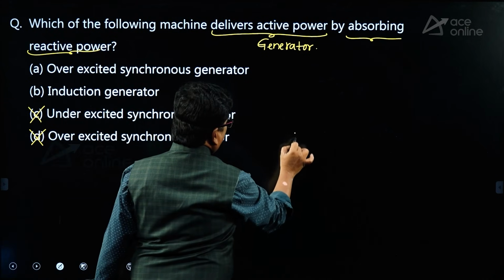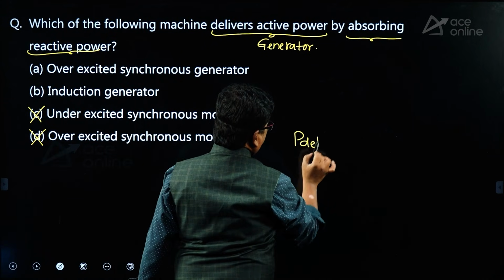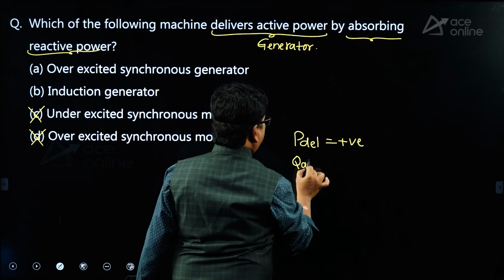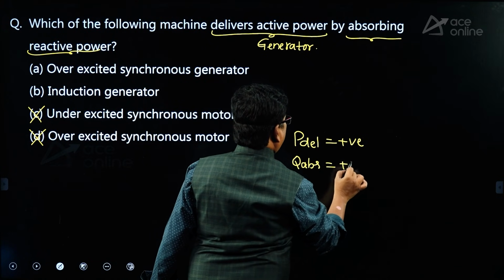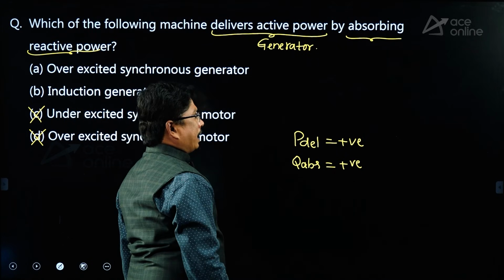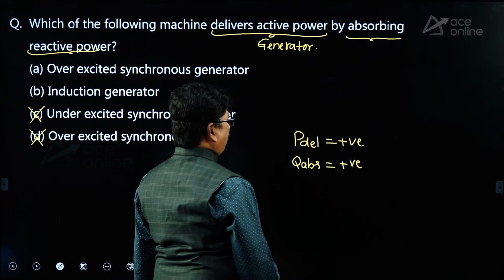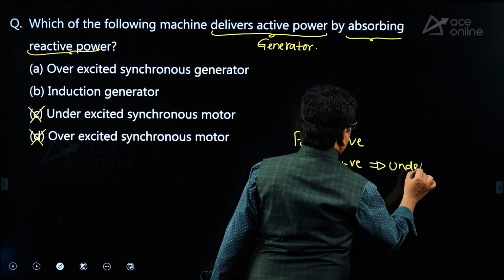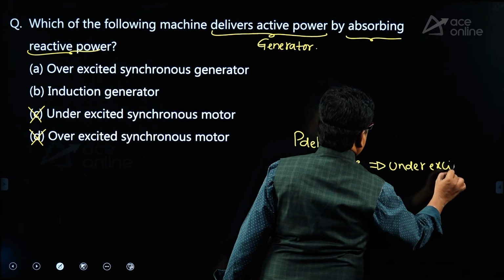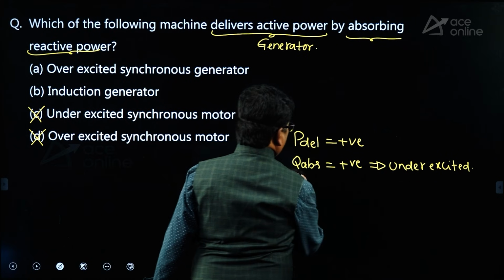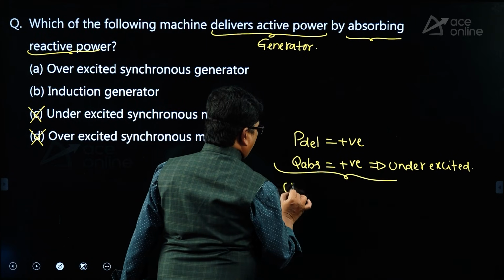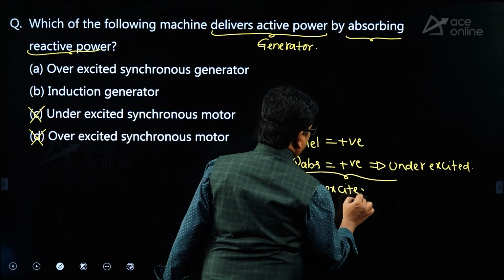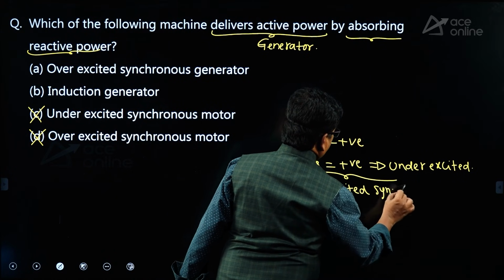So, P will be delivered by the generator, some positive value, and it is saying that it is absorbing the reactive power. A machine can absorb reactive power whenever it is under excited. So, the answer will be under excited synchronous generator. That is one option.